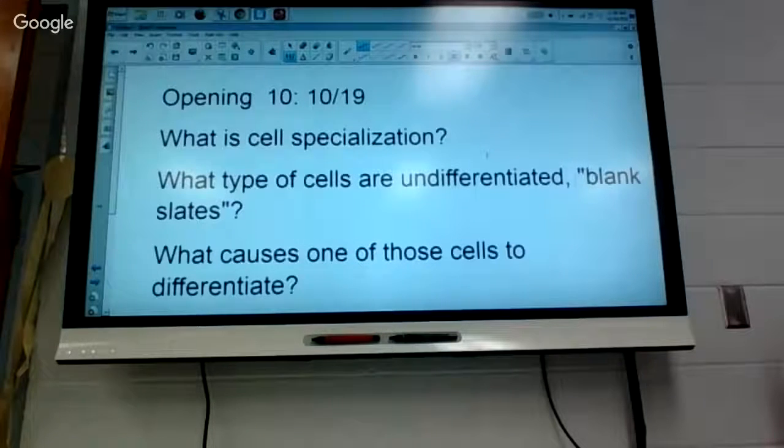Okay, number 2, what type of cells are the undifferentiated blank slates? Stem cells. That's it. So tell me, what have you heard about stem cells? Or what do you know about stem cells? Has everybody heard of stem cells before? Stem cell research or anything that you know about stem cells?